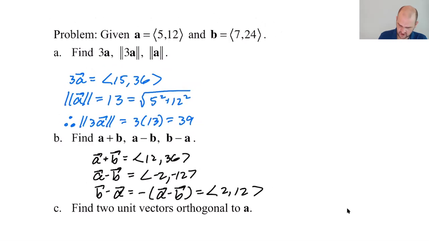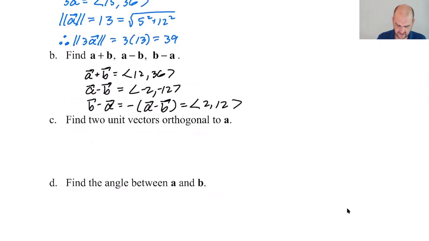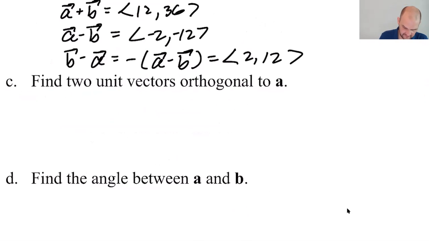All right, two unit vectors orthogonal to a, right? So a is (5, 12).